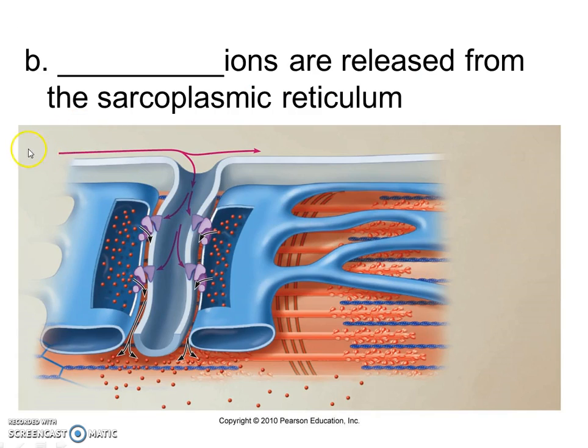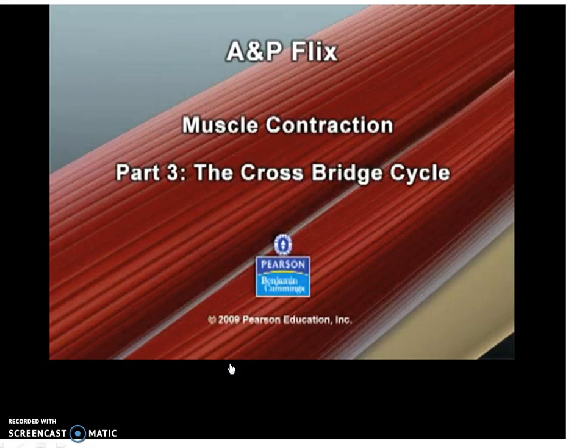So when the nerve impulse travels along the sarcolemma and goes down into the T-tubules, it opens up calcium channels. So calcium that is in the sarcoplasmic reticulum, remember these are either lateral or terminal cisternae, is released into the muscle cell. So let's see what happens when the calcium is released into the muscle cell.